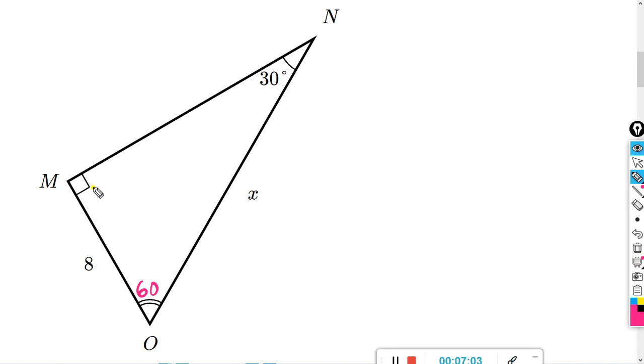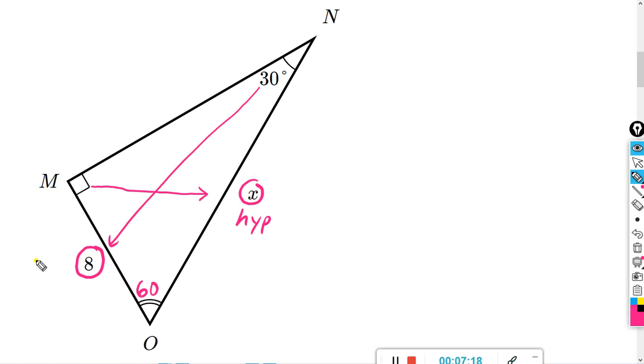So let's label the side lengths. Across from the right angle is always the hypotenuse. Across from the 30 is going to be your short leg. And across from the 60 is going to be your long leg.